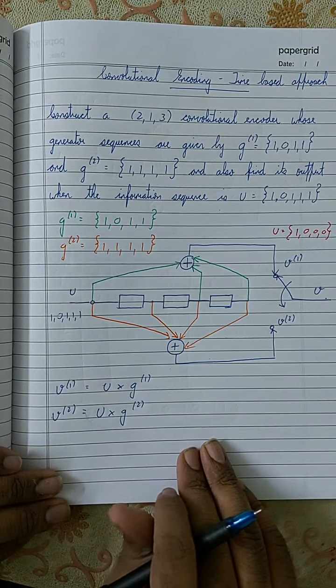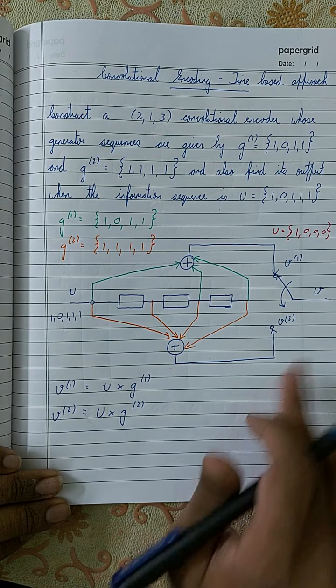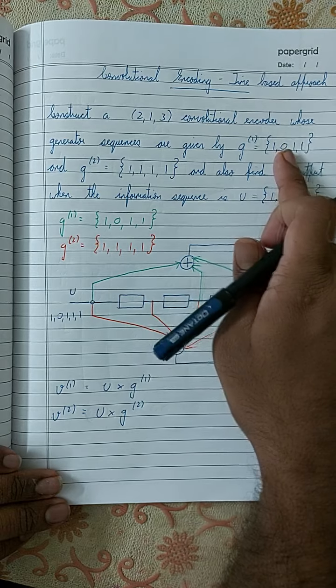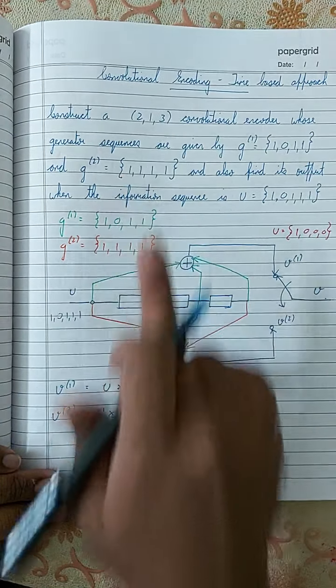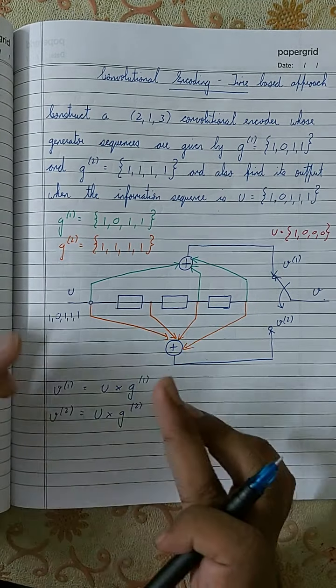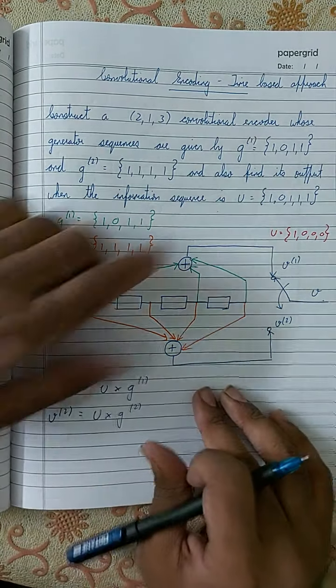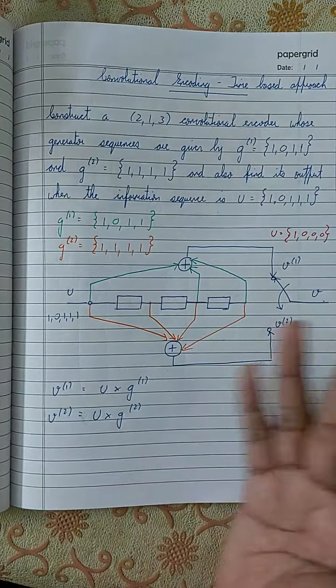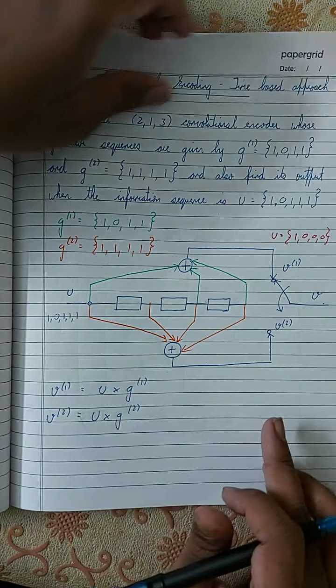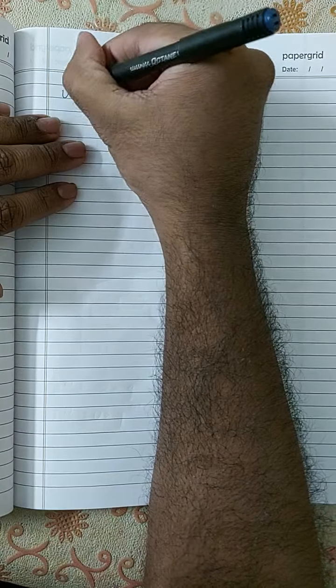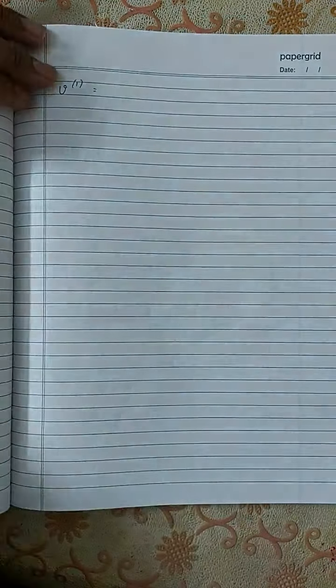Very simple, right? All you have to do is simply take the information sequence and multiply with G of 1, and you will get V of 1. Take the information sequence and multiply with G of 2, and you will get V of 2. And then finally you combine the answer. This is called the time-based approach. That's it. Finished. So let's do this quickly. So here, I want to find the value of V of 1. What is the value of U?